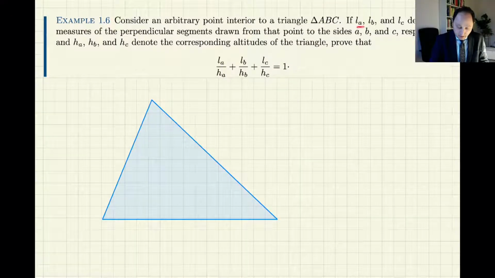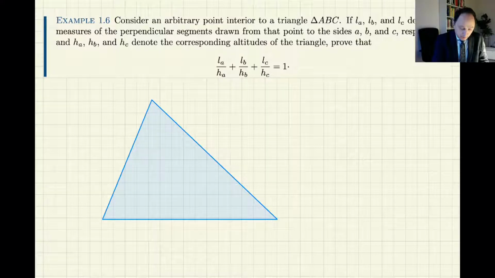If LA, LB, and LC denote the measures of the perpendicular segments drawn from that point to the sides A, B, and C, respectively, and HA, HB, and HC denote the corresponding altitudes or heights of the triangle, prove that LA over HA plus LB over HB plus LC over HC is actually equal to 1. Okay, so how should we solve this problem?